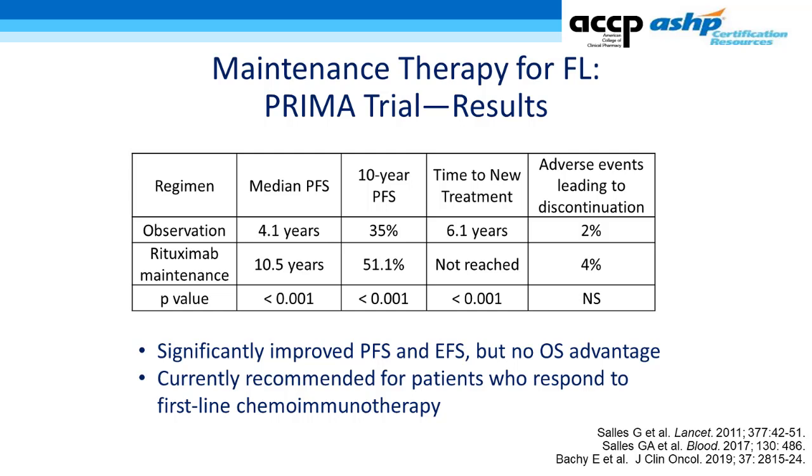The results of the PRIMA trial showed that the median progression-free survival as well as the 10-year progression-free survival heavily favored the patients who received rituximab maintenance compared to observation. There were very few adverse events that led to discontinuation. Although this trial did not show a difference in overall survival between the two arms, the use of rituximab maintenance is currently recommended for patients with follicular lymphoma who respond to their first-line chemoimmunotherapy regimen.